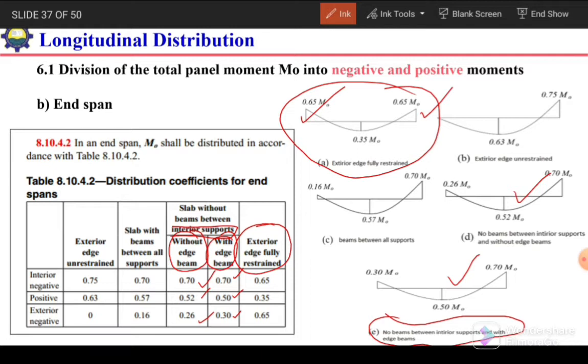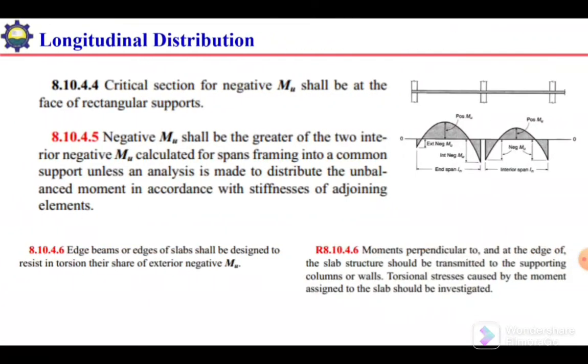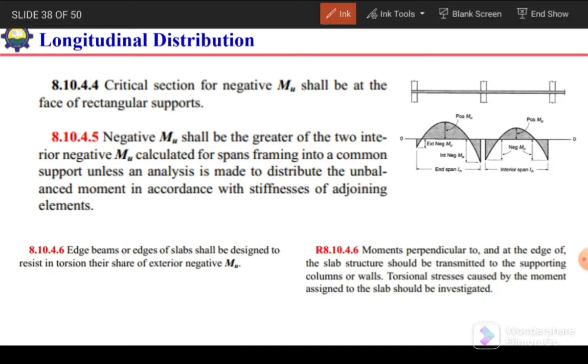Okay, so based on the end conditions we can decide the case, and correspondingly we can calculate the bending moments at exterior support, at the center, and at the interior support. And this is for end span. Here is one note that the critical section for negative moment shall be at the face of the rectangular support. So we need to calculate the negative moment at the face of the support, not at the center.